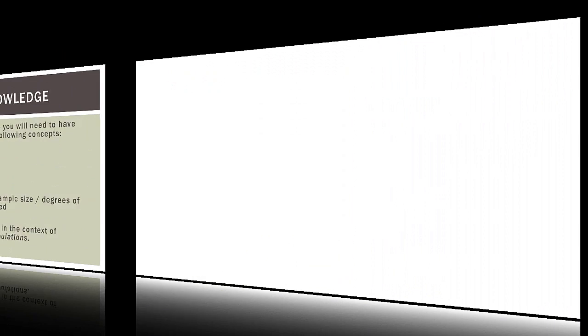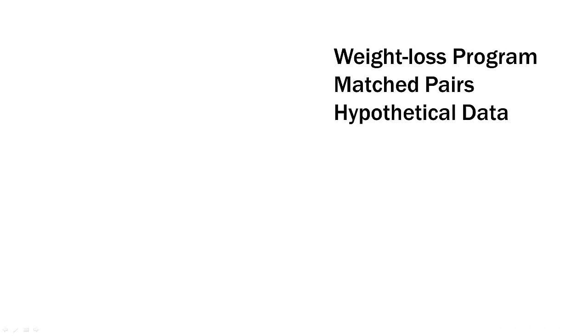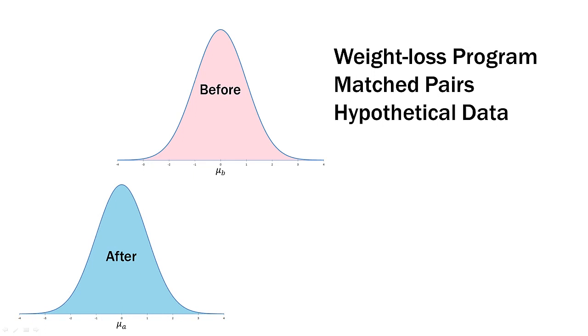So let's go ahead and take a look at a graphic. Now, the example we're going to use in this video is about a fictional weight loss program. So we're going to use some matched pairs hypothetical data. So let's say we have 10 men, and we're going to use men because we never talk about a woman's weight, do we? So we're going to use 10 men, and we have their distribution of weights beforehand. Then, of course, we're going to have their body weight after the weight loss program.